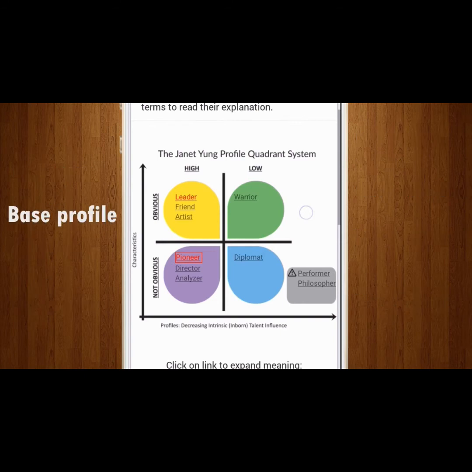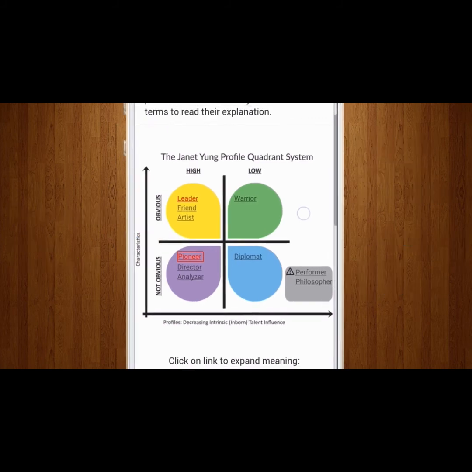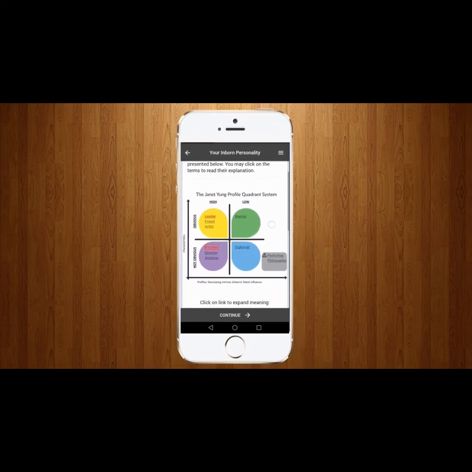Your base profile is the one encased in a red rectangle in the JYPQ chart. This is the profile that you are most comfortable with, and by focusing on building your skills for this profile, you will be happier and thus more successful at work in the longer term. You can explore more in the Career Development tab of this mobile app.